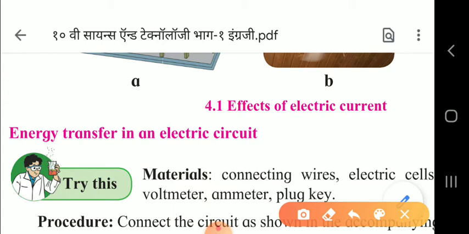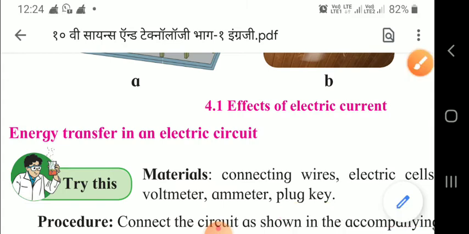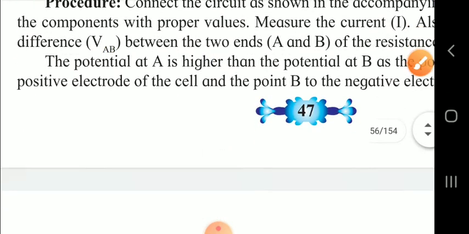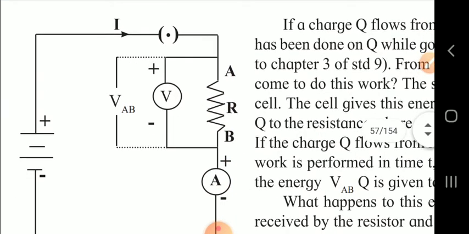And if the charge flows from A to B, the work done is V_AB Q, that is, work has been done on charge Q while going from A to B. Now, from where does this energy for the work come? Let us see, the source of energy is the cell. So here we will see, what is the source of energy, children? It is the cell. First let us see the figure here, then I will show you.